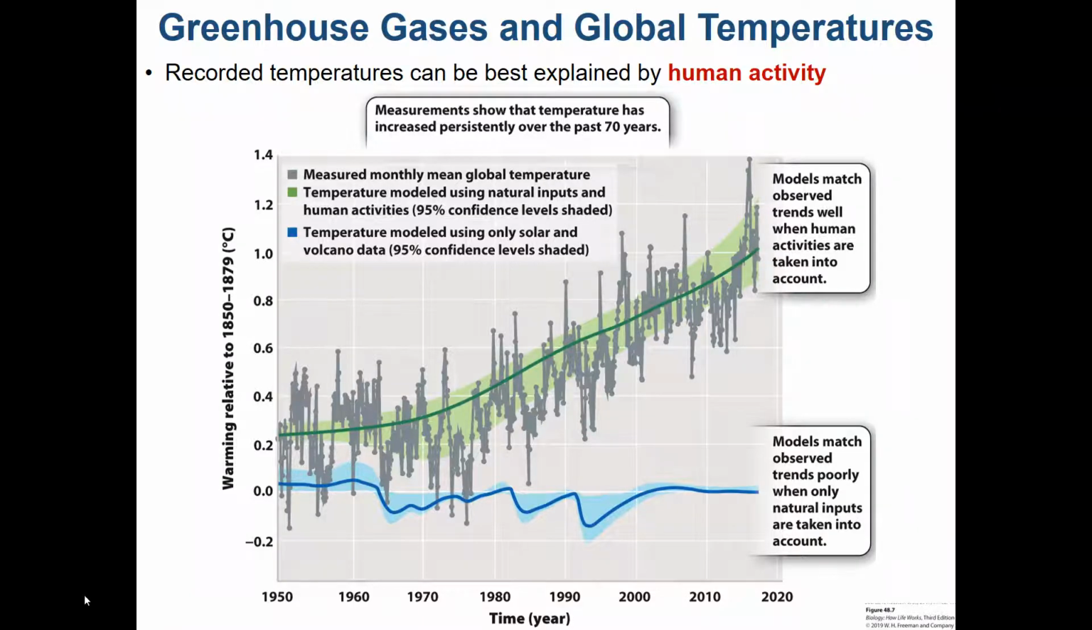You can see from this graph that the recorded temperatures can be best explained by the model that has human activities taken into account. There is overwhelming agreement among scientists that atmospheric carbon dioxide levels are rising, that temperature on the planet is increasing, and that the physics of greenhouse gases relate these two effects.